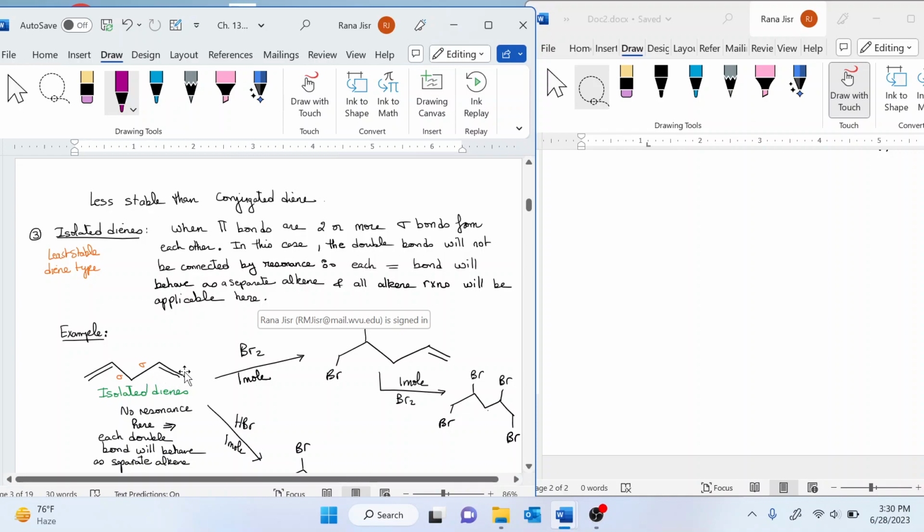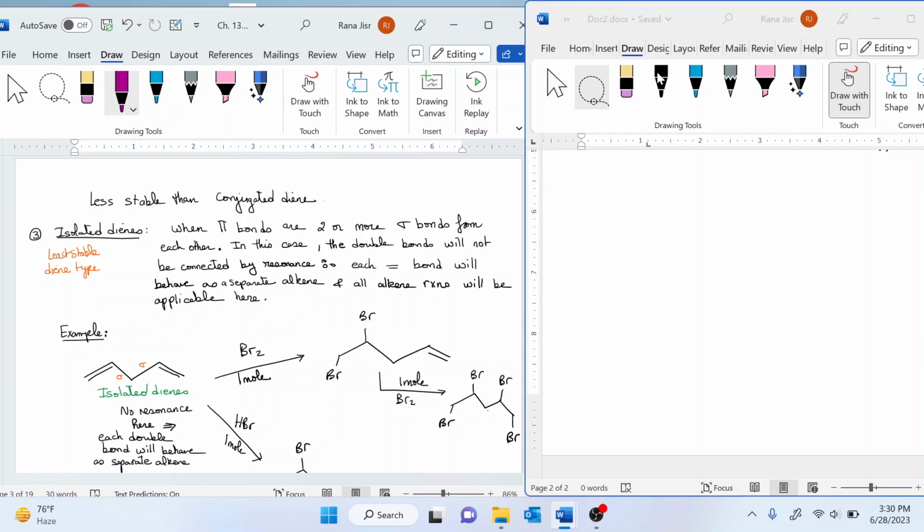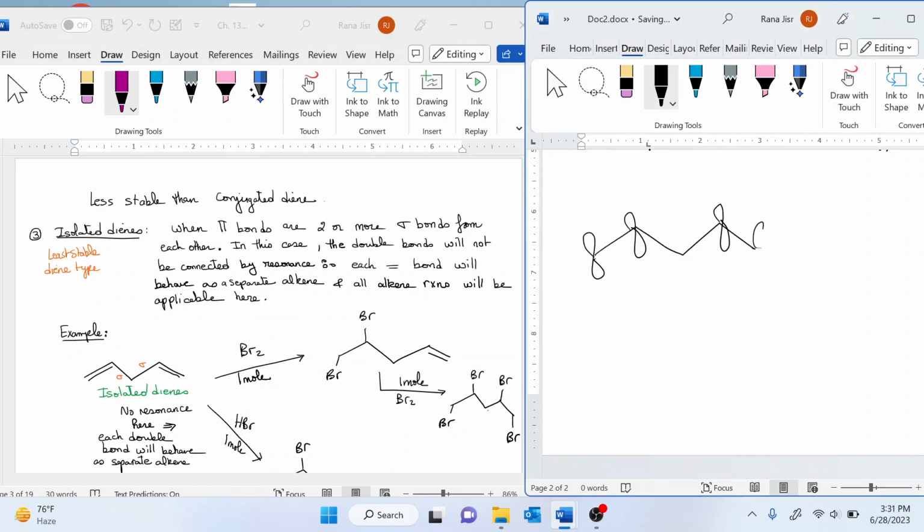So if we look at the p orbital representation, double bonds behave separately because each double bond has two p orbitals. There is no connection whatsoever between those two p orbitals because you have an sp3 hybrid carbon in the middle. This means that if I want to break this bond, I can break this bond without this bond being affected. And same thing for this double bond.